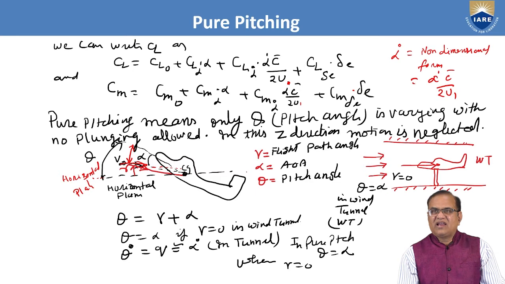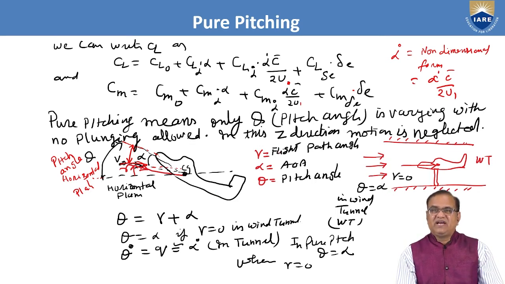This is called angle of attack alpha, and from horizontal to this axis of the aircraft, this angle is called theta, and this theta is called the pitch angle. Okay, so I have explained about the gamma. Gamma is a flight path angle.